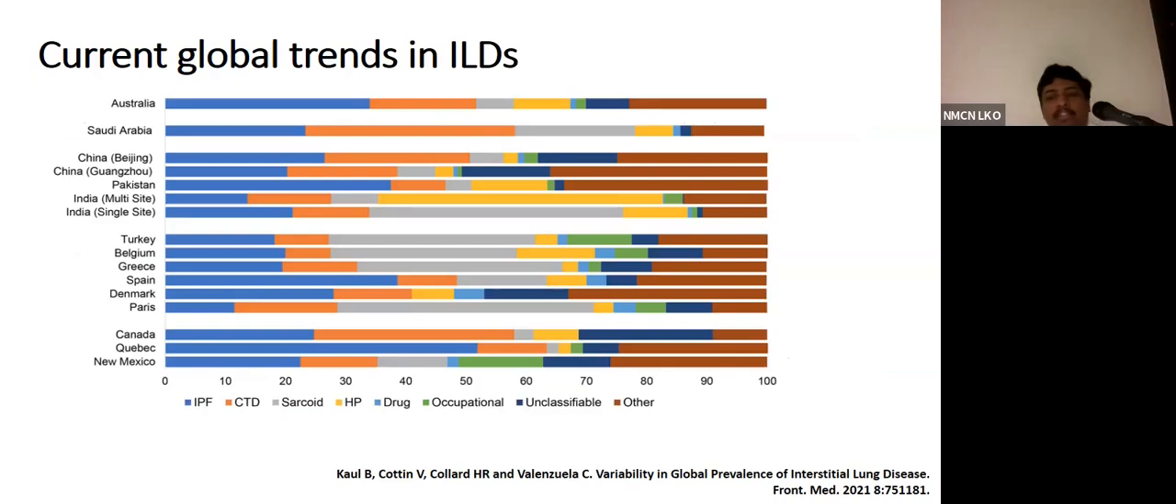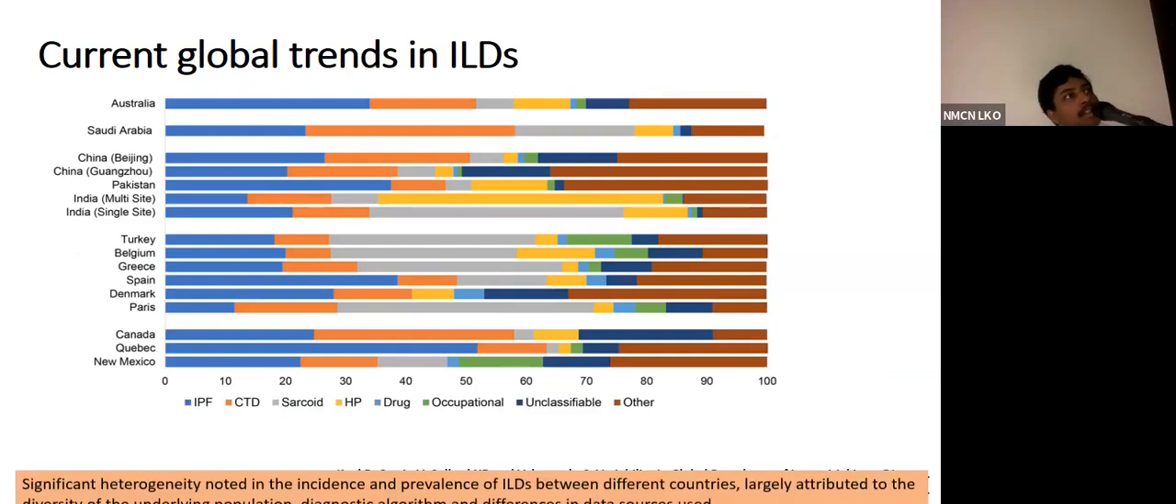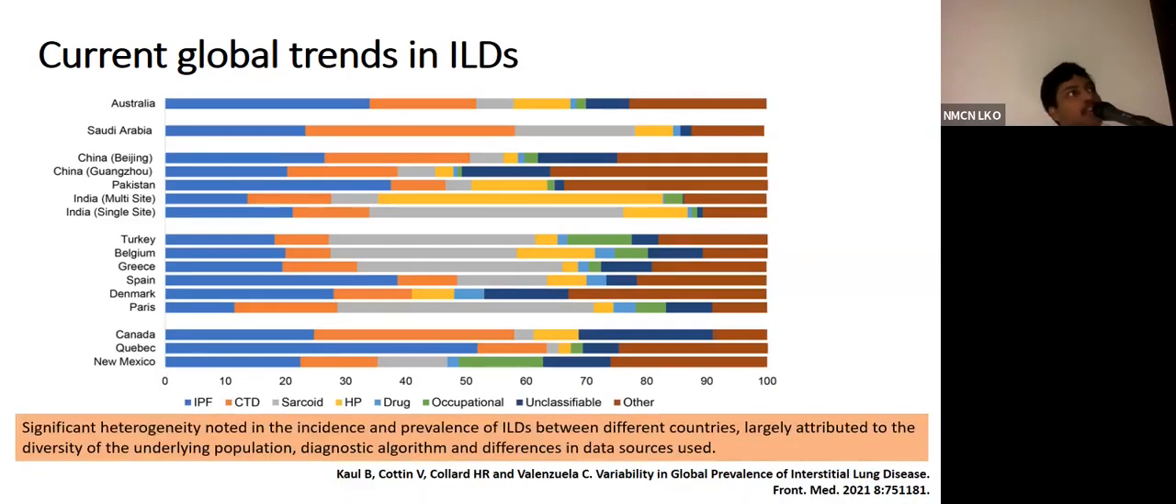Now, this is a global prevalence study of interstitial lung diseases done in 2021 to assess the global trends of interstitial lung disease in different countries. And there was significant heterogeneity noted in the incidence and prevalence of ILDs between different countries, largely attributable to the diversity of the underlying population, use of different diagnostic algorithms, and differences in the data sources that were used.